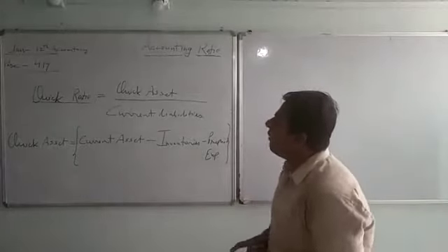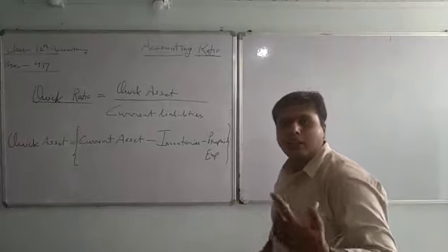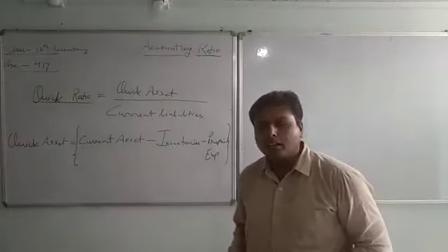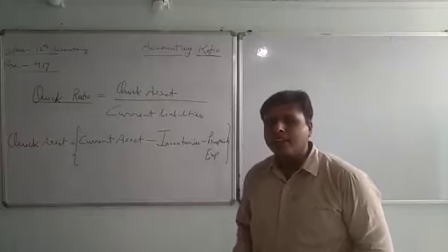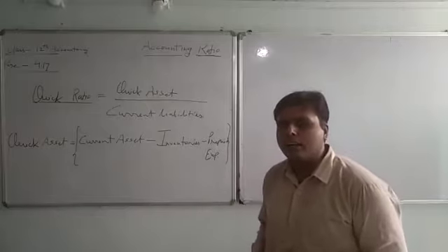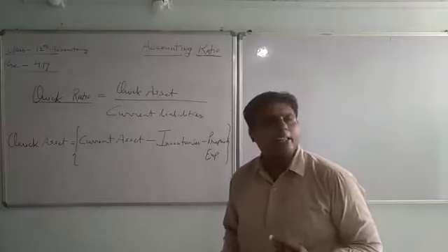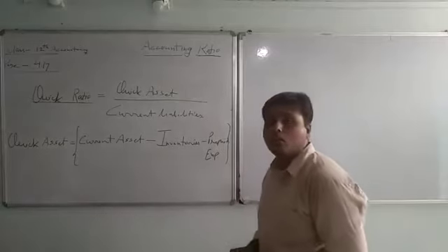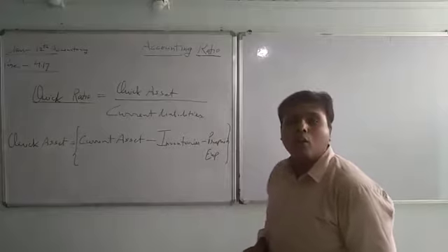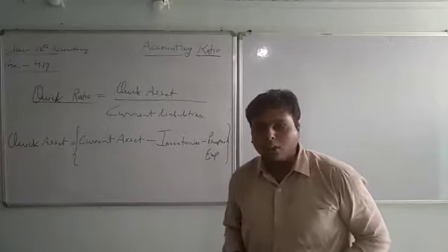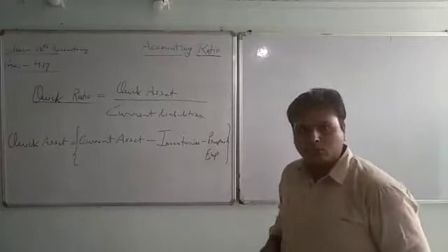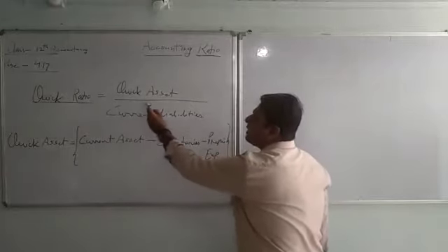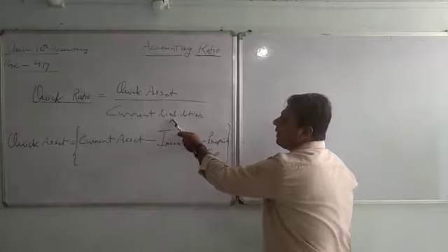Before it, in the previous lecture we have covered current asset. What do you mean by the current asset? Current ratio is equal to current asset divided by current liability. Its ideal ratio is 2:1. Now we are covering one of the new ratios, that is also for knowing the short term liquidity, that is quick ratio. Quick ratio is equal to quick asset divided by quick liability.